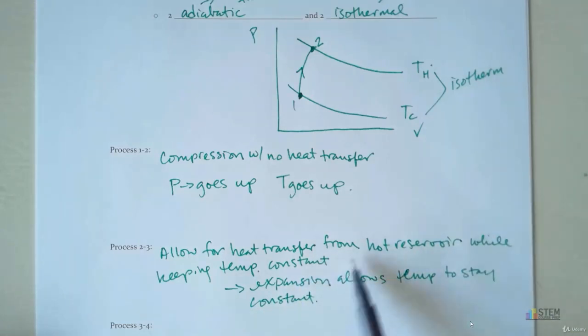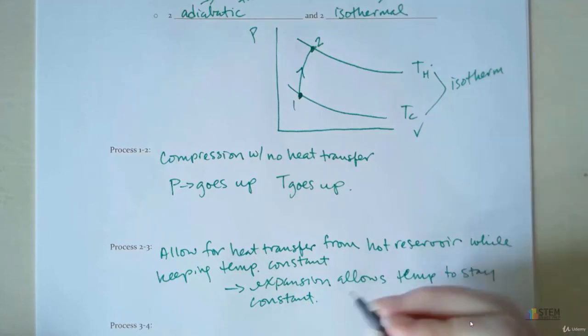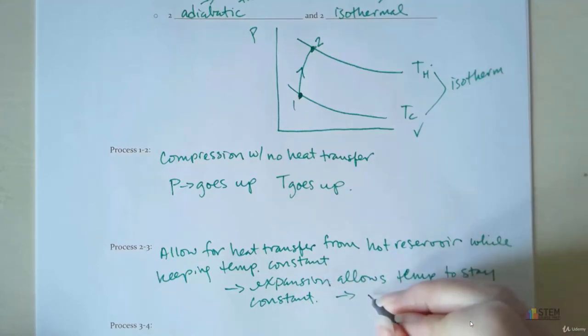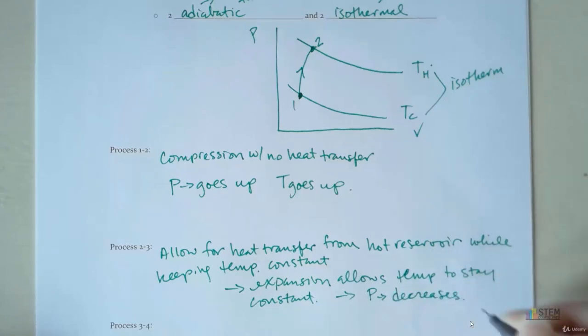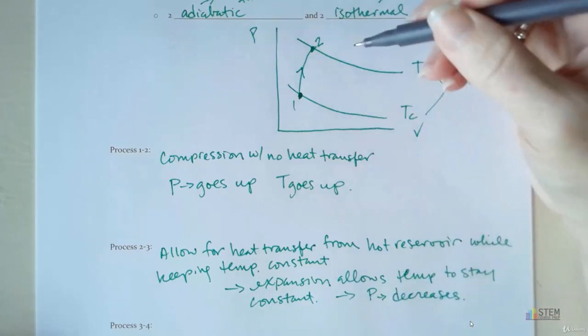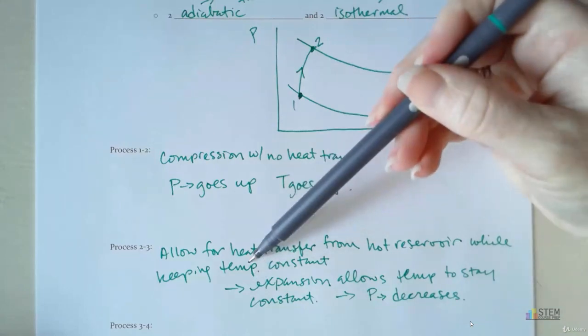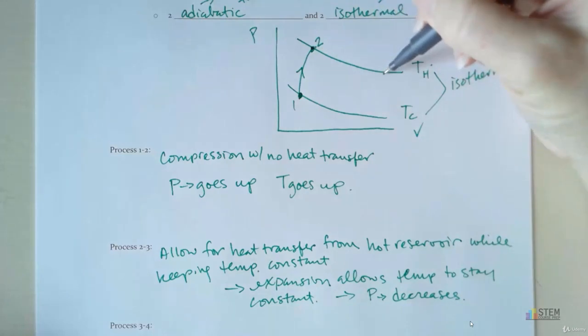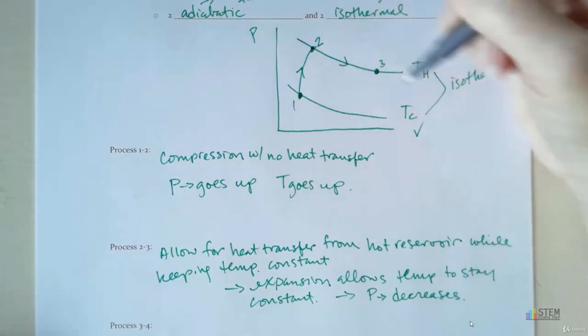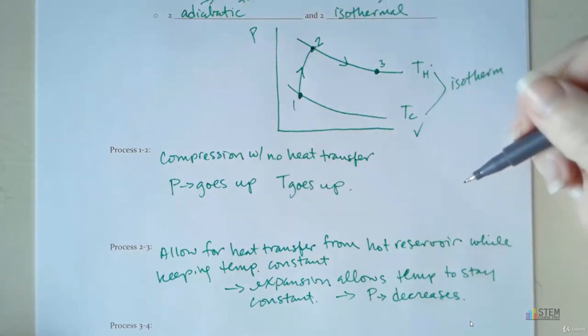Because something has to happen here if we're going to keep the temperature constant. You can't keep the temperature constant and then not have expansion. That expansion has to happen. And then if we allow this expansion, our pressure is then going to decrease. Now remember, we're keeping temperature constant. So here from 2, we're going to stay on this TH line, and we're going to come down to 3. So that'll be that process.